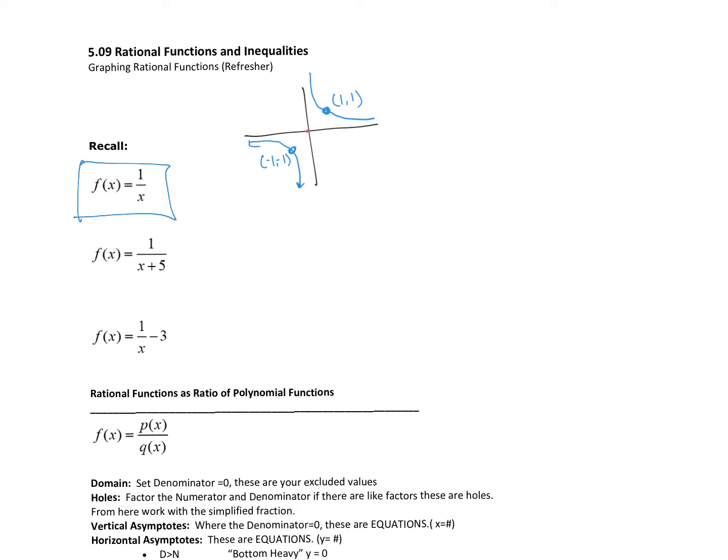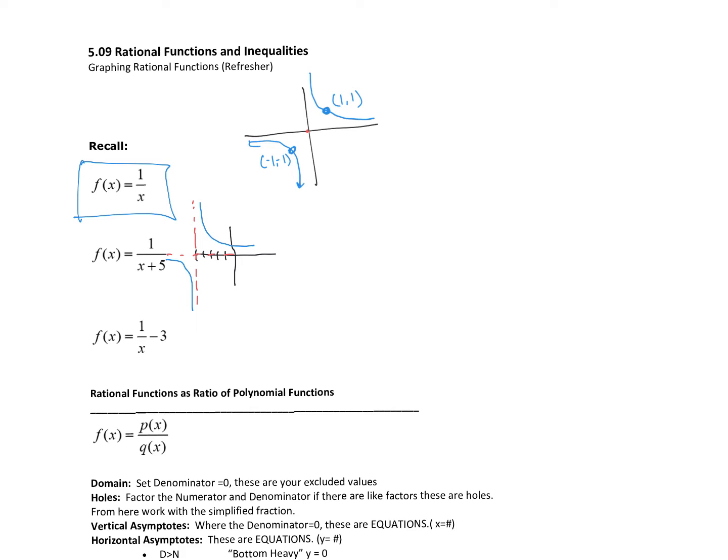If we use our graph shifting and we add to the x, what we know here is that this is going to shift it left 5 units. So 1, 2, 3, 4, 5, that asymptote is going to shift 5 units to the left, and we're still going to have that shape that looks like this.